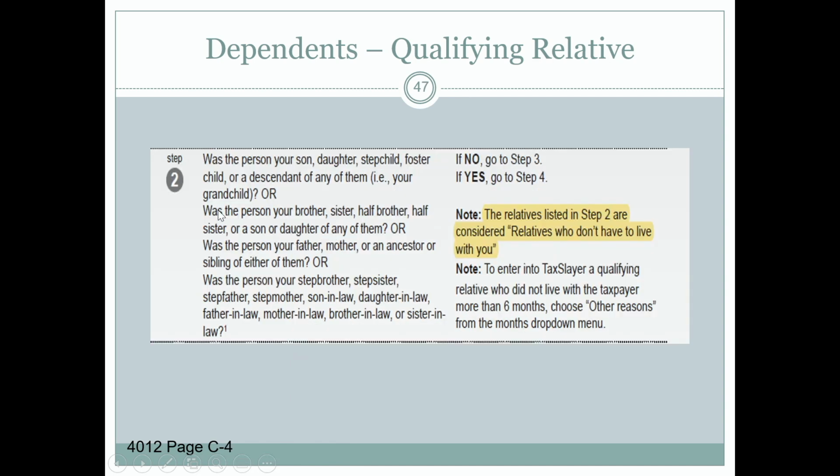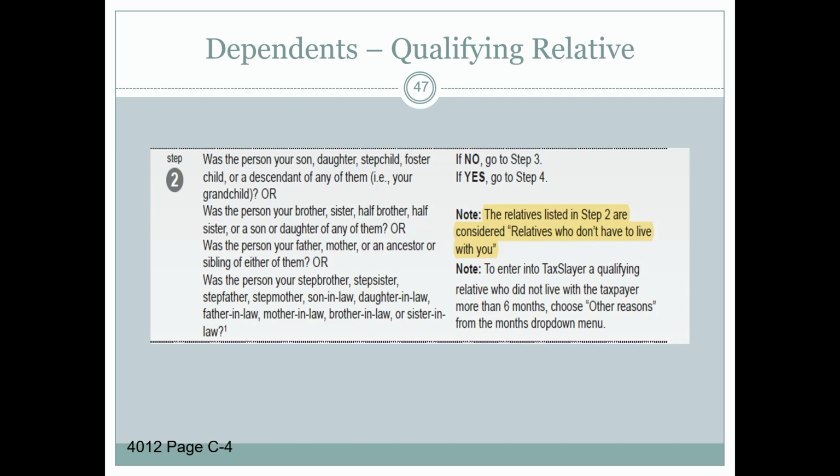Okay, this is an excerpt from the chart 2, step 2 that we referred to in the qualifying relative test, where it says persons that are related to you in this particular chart don't have to live with you all year. Okay, we go to your daughter, your son, your stepchild, your foster child, or descendant of any of them. Again, we go to sisters and brothers, mothers, fathers, ancestors, stepbrothers, sisters, quite a few that don't have to live with you for you to be able to pass that particular test.